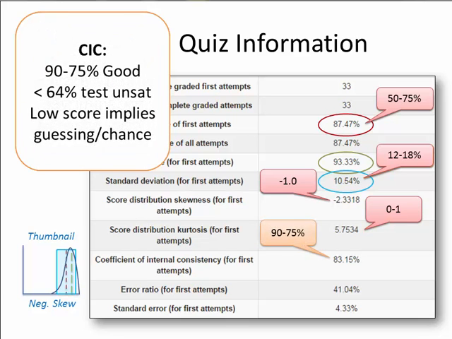The coefficient of internal consistency, or CIC, should be in a range between 90 and 75%. Any CIC values below 64% indicate an unsatisfactory test. The lower the CIC value, the greater the odds the differences in scores are based on random chance or guessing than on the performance and preparation of the students. For this exam, we have an acceptable CIC value. This would indicate that there is a low likelihood that the differences in scores are due to random chance.